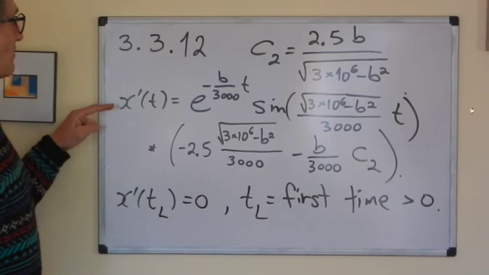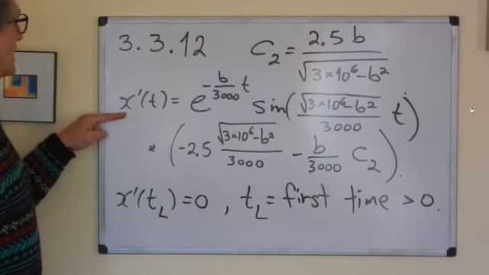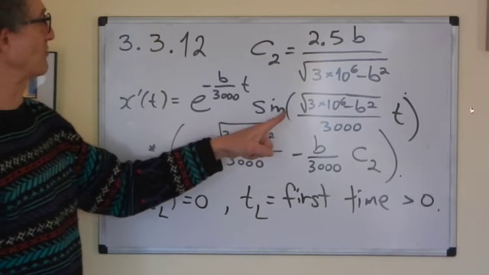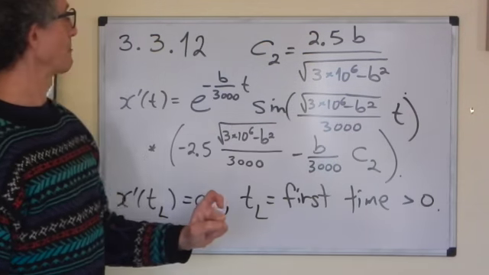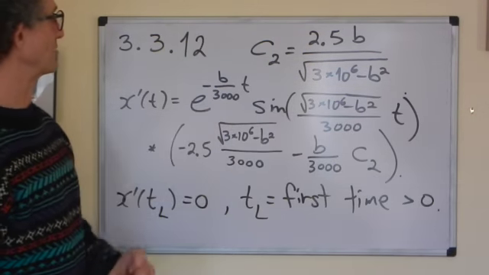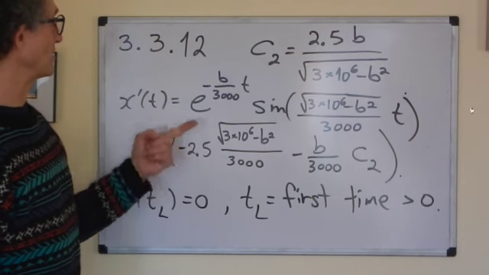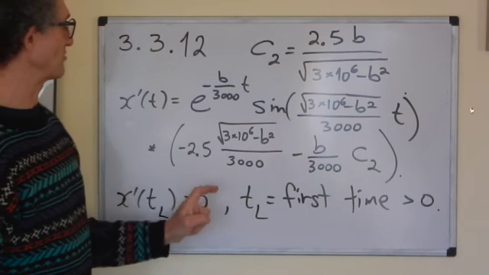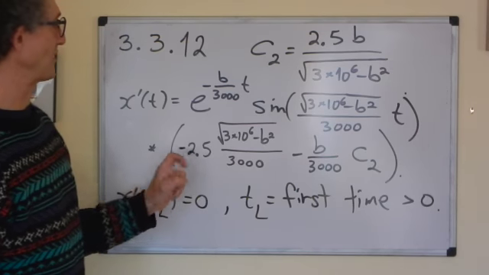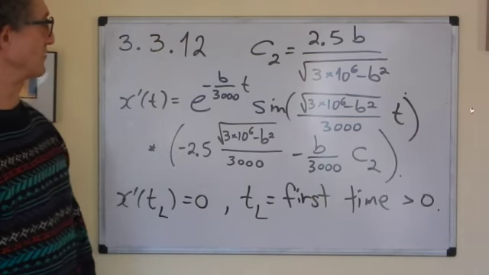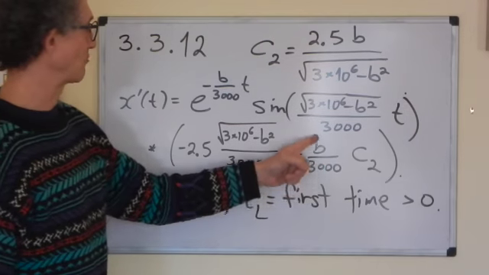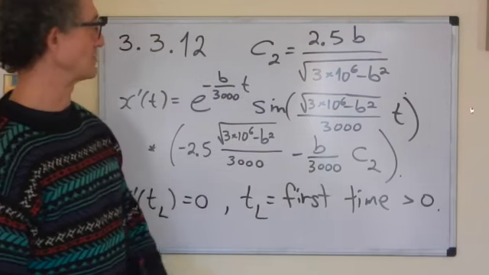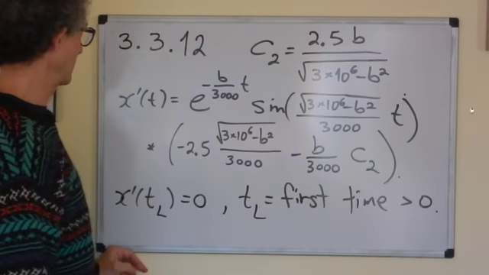And we have decided that the x prime is actually equal to this, where there's only a sine term times the exponential, and then the cosine term vanishes. And I've put all the coefficients here, minus 2.5, that was C1, times this factor, and then minus b over 3000 that came from differentiating the exponential, times C2, which is sitting over here.